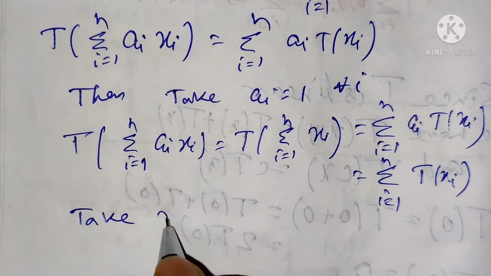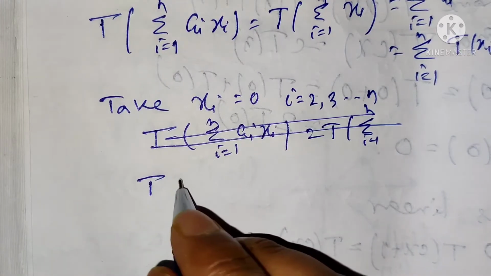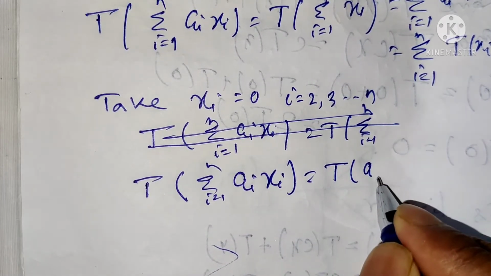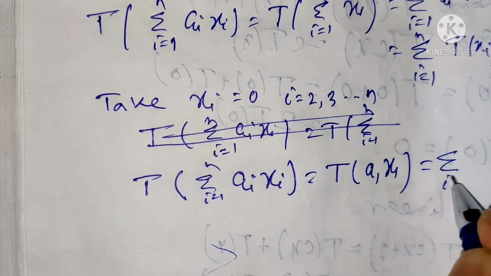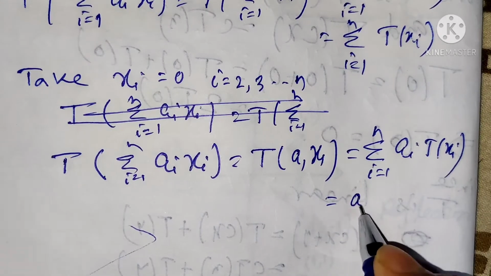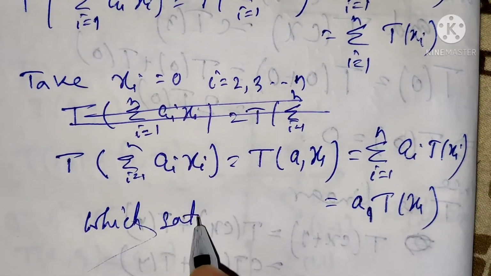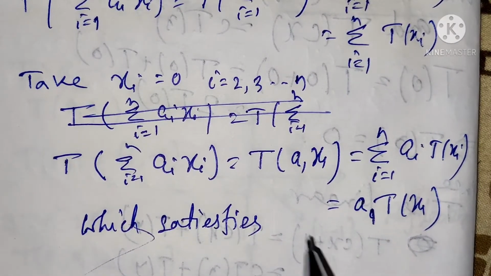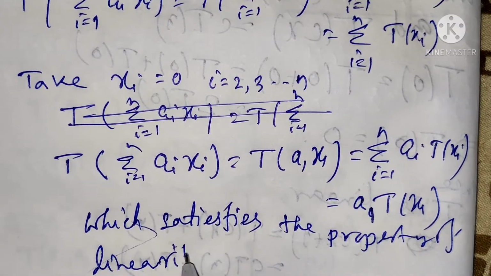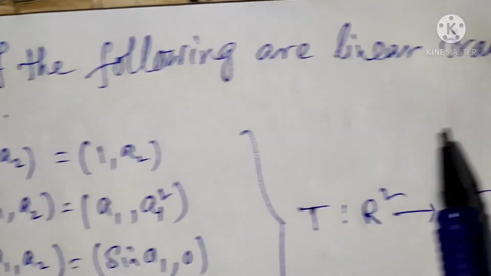Take xi equals 0 for i equals 2, 3, ..., n. T of summation i equals 1 to n ai xi equals T(a1 x1), that equals summation i equals 1 to n ai T(xi), that equals a1 T(x1), which satisfies the property of linearity. Hence, T is linear.